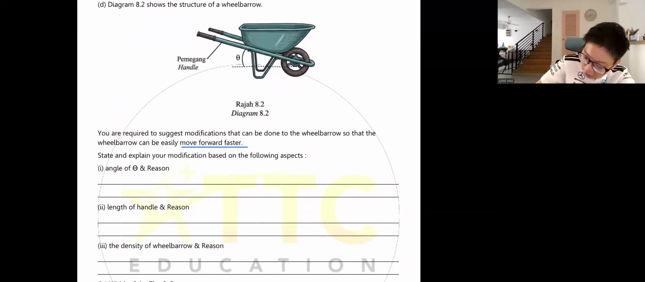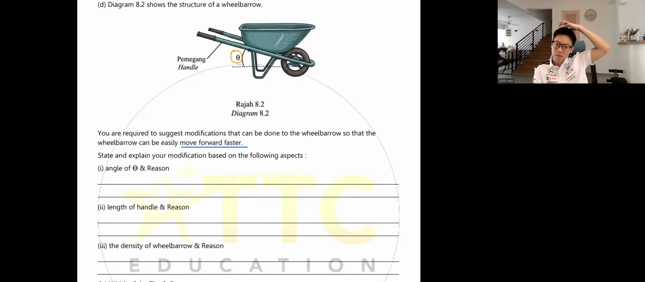Number one, angle of theta. So guys, what about the angle of theta? Do you want larger angle or smaller angle? Jean, cannot memorize answer. Jean, you are doing the lawnmower question. Jean, your answer, right, is a lawnmower. Like literally what you think is a lawnmower.